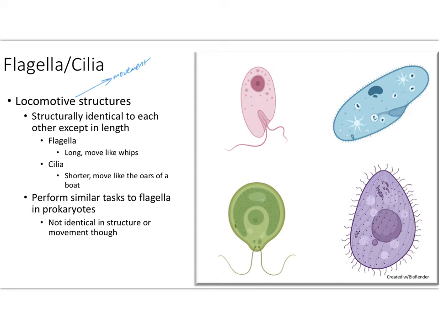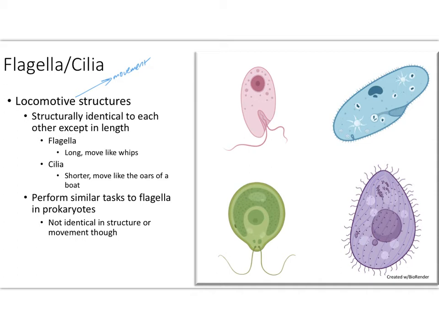In eukaryotes, those two structures, like I mentioned, that are used for this type of movement are called flagella and cilia. They are structurally identical to each other except for length. Flagella are long and they move like whips, whereas cilia are short and move more like the oars of a boat. So if you can imagine that, flagella move back and forth in a whip-like motion, whereas cilia engage in kind of a rowing motion.